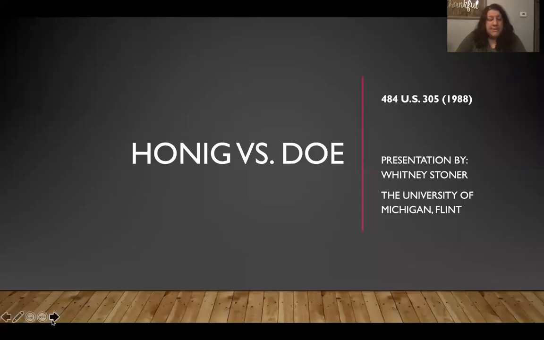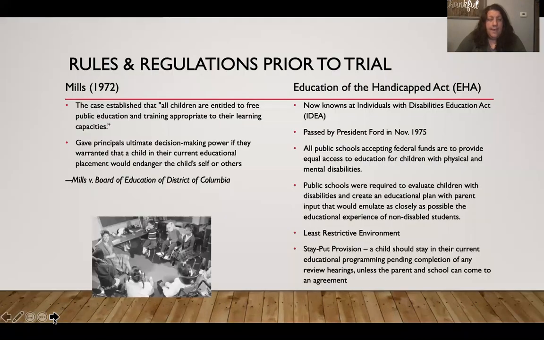Okay, today we're going to be looking at the case of Honig versus Doe, 484 US 305 from 1988. Before we dig into the case, I want to first go over some rules and regulations that had been in place prior to the trial and look at how these could impact the discussion that we're going to have related to Honig versus Doe.